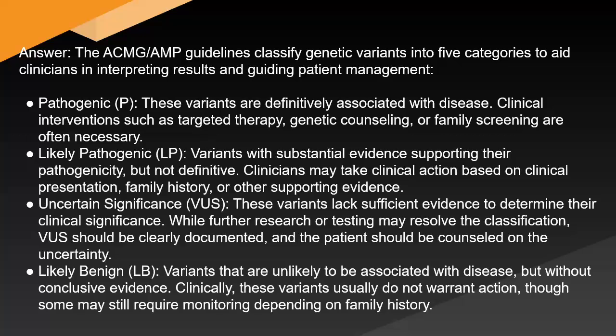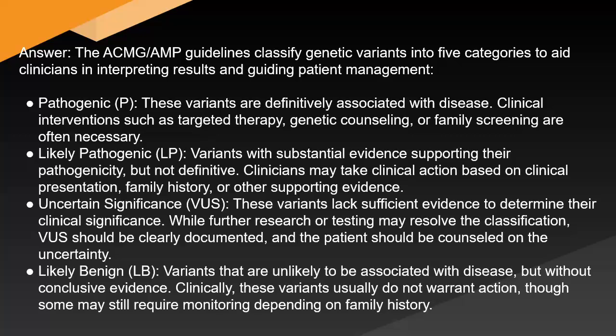Variants of uncertain significance (VUS). These variants lack sufficient evidence to determine their clinical significance. While further research or testing may resolve the classification, VUS should be clearly documented and the patient should be counseled on the uncertainty. Likely benign (LB).